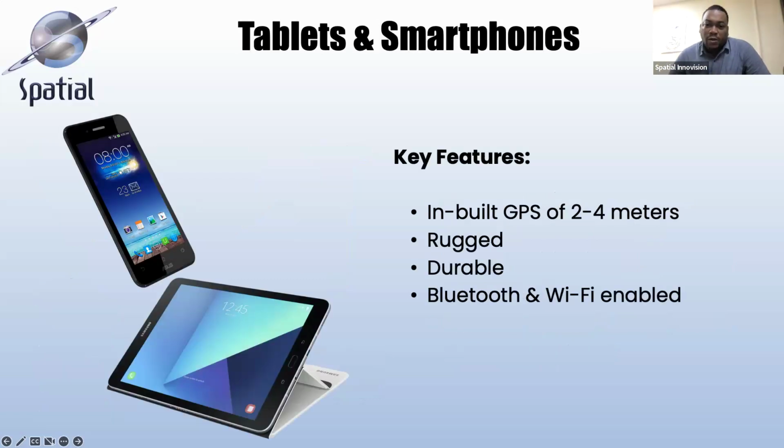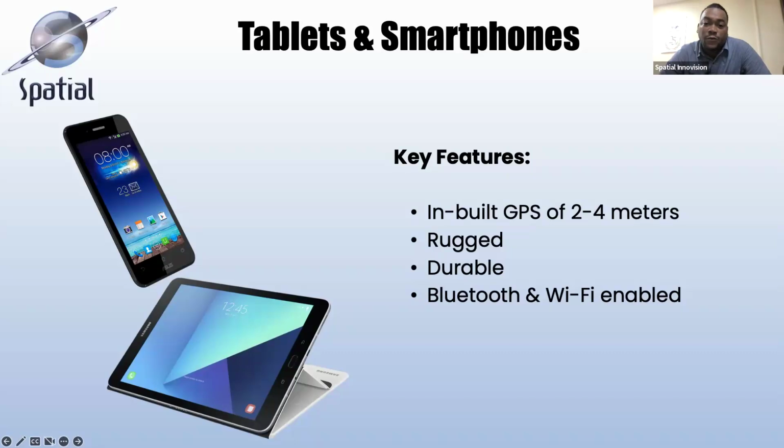I will start with the tablets and phone. Using tablet and phones to collect data has become quite popular in recent years. A tablet or smartphone will collect data of accuracy of about 2 to 4 meters. Tablets and phones tend to be used for mapping of routes or navigation purposes, where accuracy is not essential.